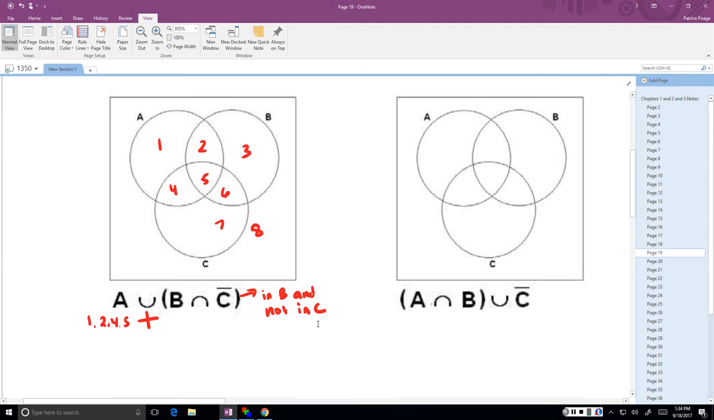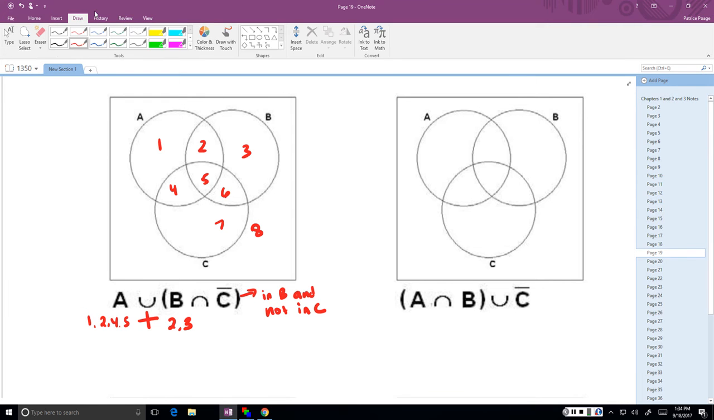But it's not in circle C. So it's just the numbers, what? 2 and 3. And the plus sign is the easy one. It just means shade everything on the left plus shade everything on the right. So I'm going to shade 1, 2, 4, 5, plus I'm going to shade 2 and 3. And we're pretending I'm shading in the lines.